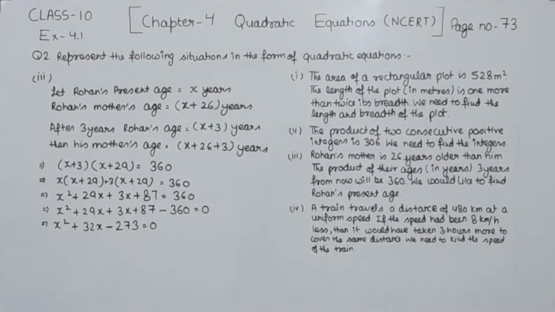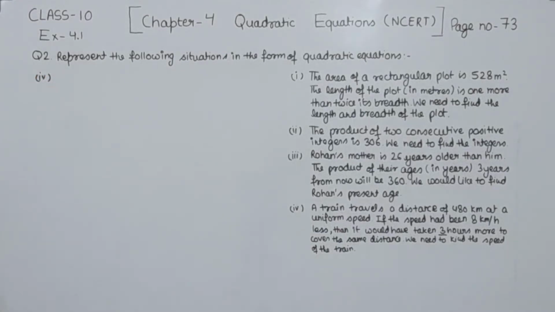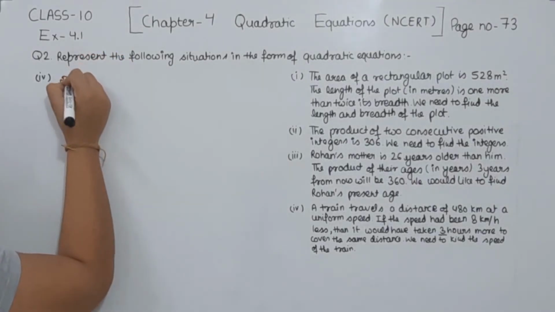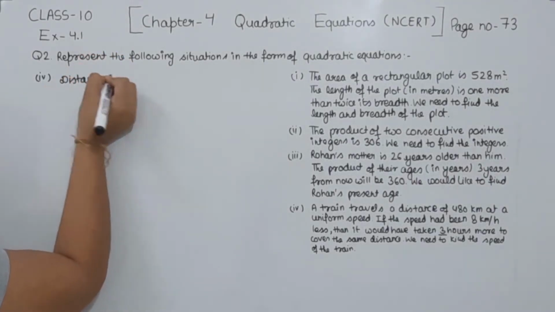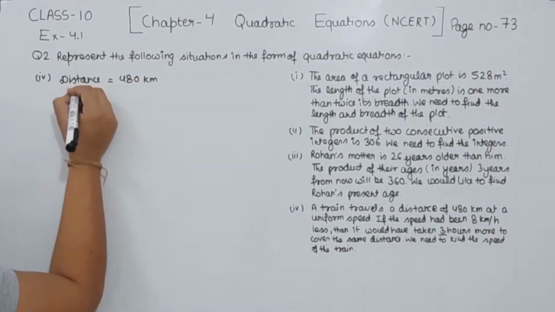Now comes to the last one. Now comes to part 4. This one we are having: a train travels a distance of 480 km at a uniform speed. If the speed had been 8 km per hour less, then it would have taken 3 hours more to cover the same distance. We need to find the speed of the train. So first of all, distance we are having is equal to 480 kilometer.